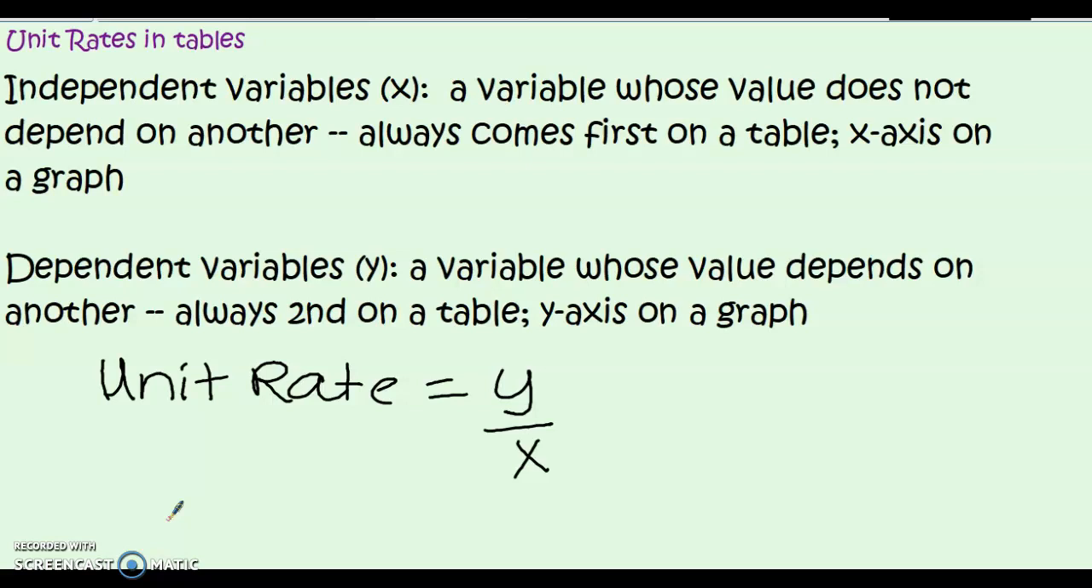Dependent variables are variables whose value depends on another. It typically comes second in a table. Unit rate, we find that by taking the value of y, or our dependent variable, and dividing by our independent variable.